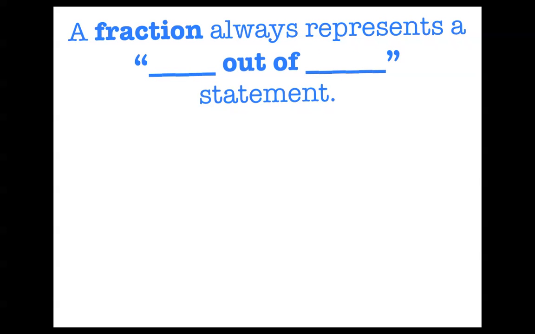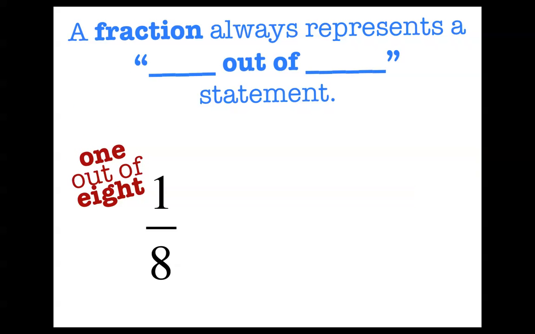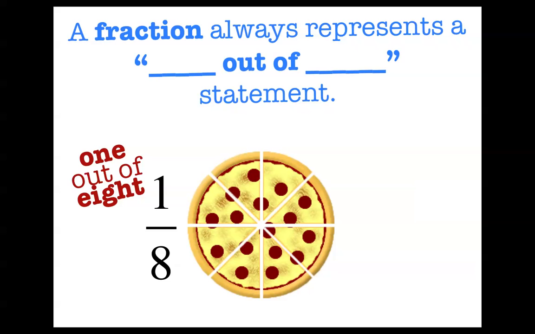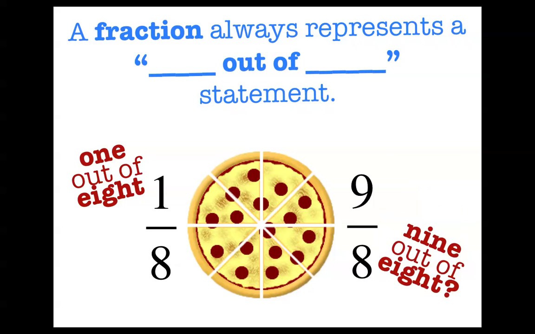But wait a second. Hold on one hot minute here. I thought that we earlier had said the fractions are always representing a blank out of blank statement, like 1/8 represents 1 out of 8, which makes sense because that would be like 1 of the 8 pizza slices that makes up a whole pizza. So how could you have an improper fraction like 9/8 if 9/8 really means 9 out of 8? How could you have 9 out of 8 pizza slices? There's only 8 pizza slices there.